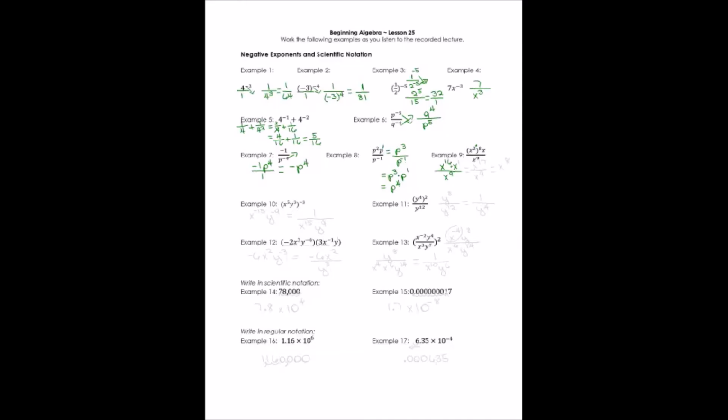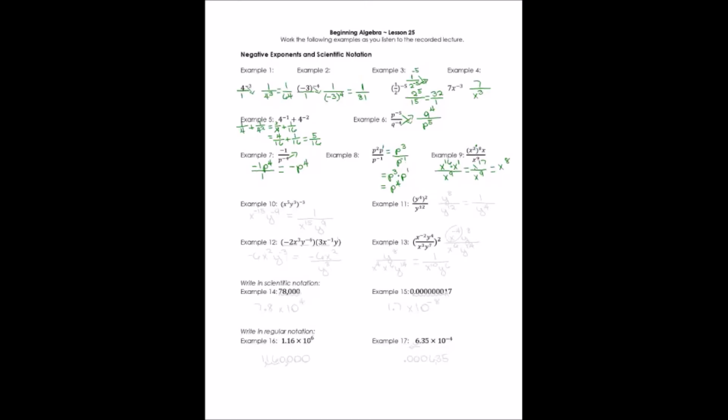Now I just have to simplify my x's. X to the 16th times x to the power of 1 is x to the power of 17. This time when I multiply, I add exponents, remember, over x to the power of 9. And now I'm dividing exponents. So I've got to subtract. 17 minus 9 is going to give me x to the power of 8. I leave it in my numerator because that's where the larger exponent was.